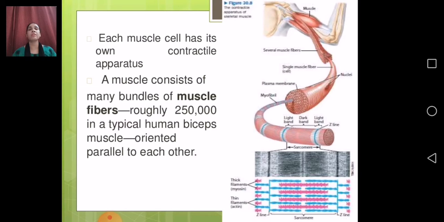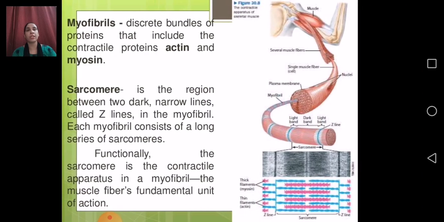Here we will be discussing animals and human beings also. Human beings also have different ways to contract and expand muscles. So a muscle consists of many bundles of muscle fibers, roughly 250,000 in a typical human bicep muscle, oriented parallel. What is the orientation of these muscles? That is parallel to each other. Parallel muscle we will be getting there. So I hope there is no doubt in this contraction and expansion.